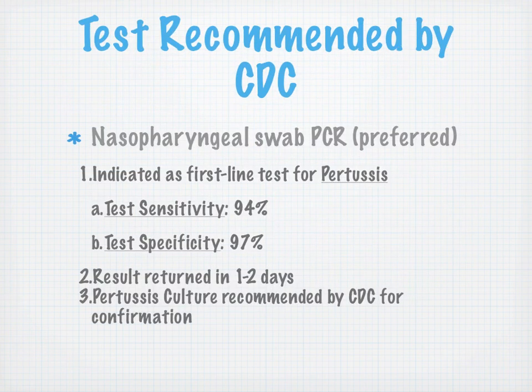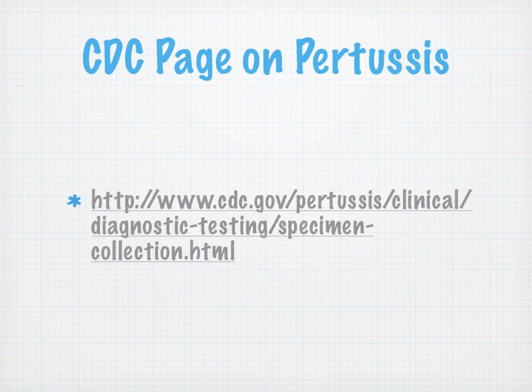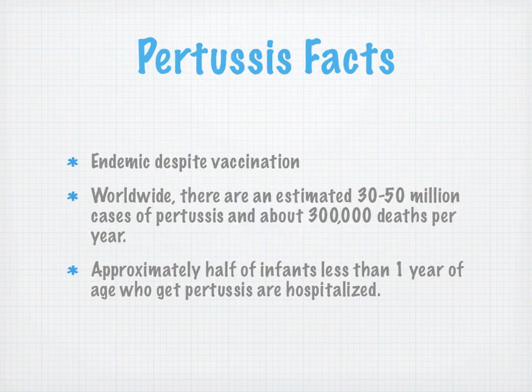All right, so tests recommended by the CDC, Centers for Disease Control, in beautiful downtown Atlanta, Georgia. Nasopharyngeal swab PCR is preferred, and this is indicated as a first-line test for pertussis. Test sensitivity is 94%, test specificity is 97%, and you get that result in 1 to 2 days. And you culture it for confirmation. And then I've given you a link to the CDC page on pertussis. I think you can probably cut and paste that into a browser. I'm not sure you can click from here.